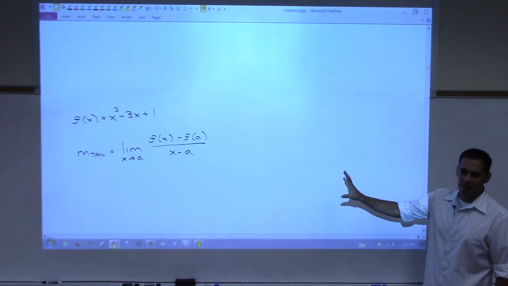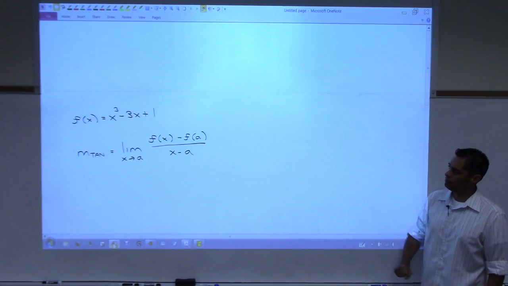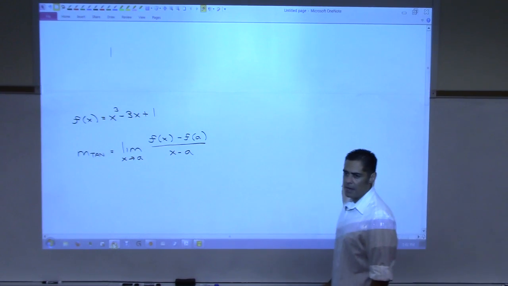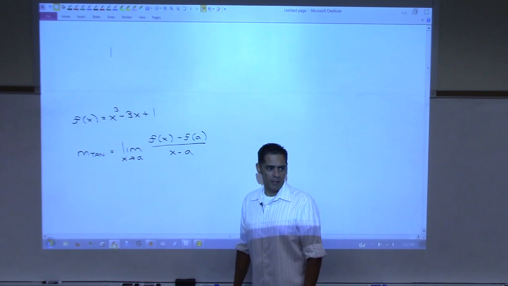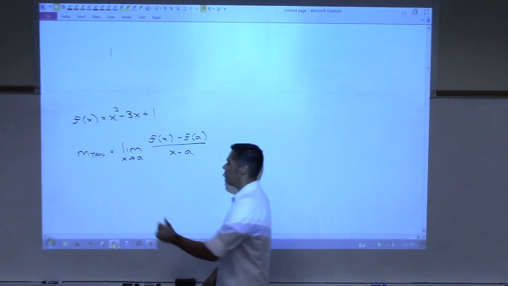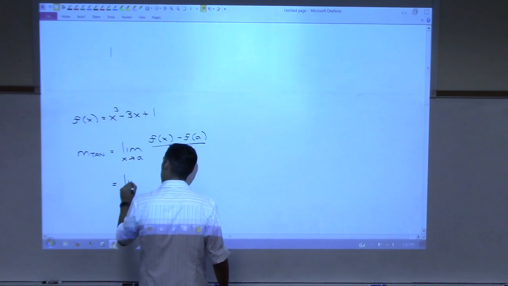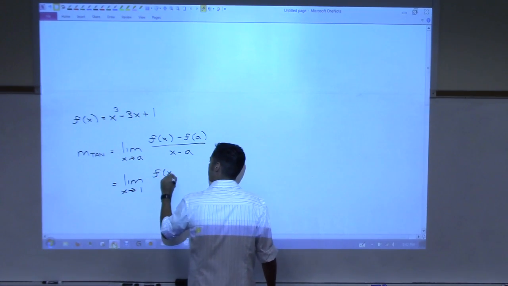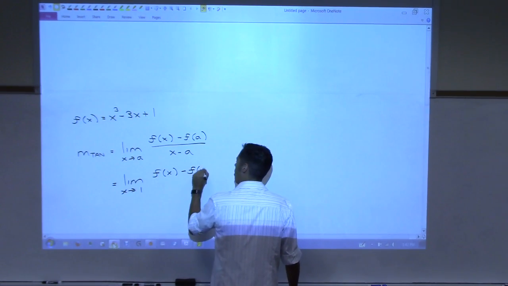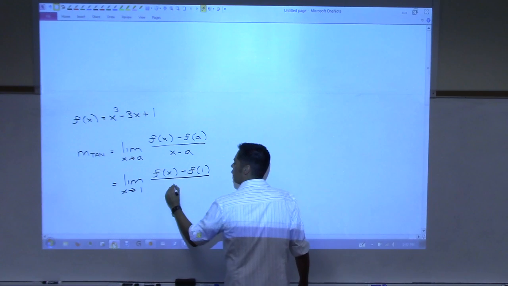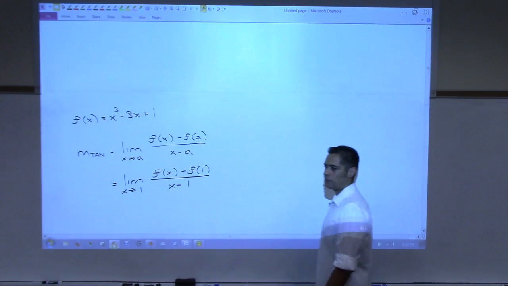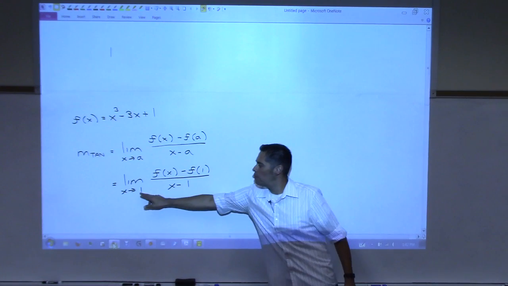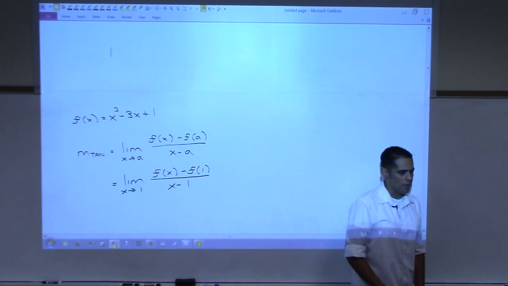Can I replace anything in this formula? Replace what? The a. The a is 1, right? The a is 1. Just like in the last one, the a was 1. So I'm going to just rewrite this limit. X approaches 1. F of x doesn't change, but this turns into f of 1, then over x minus 1. See that? Just replace that a with 1, that a with 1, that a with 1 right there. And now we're ready to go.